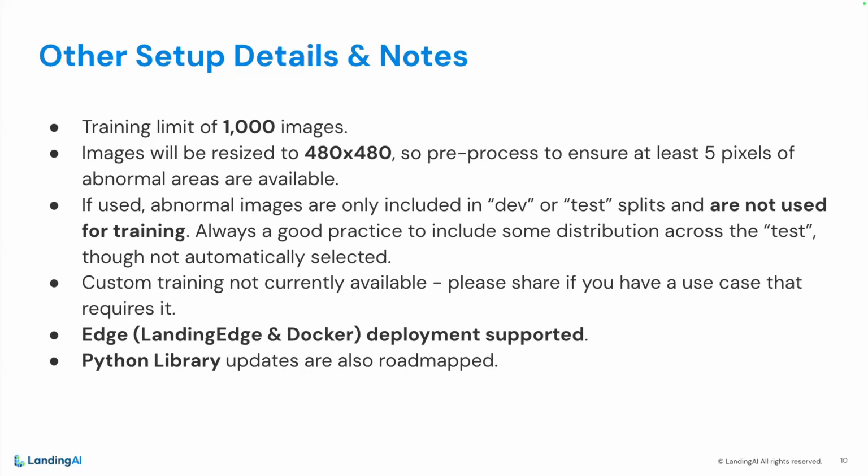We will be updating our Python library to support anomaly detection in the future, but today you can still deploy with the inference API, which I'll show you in the walkthrough. But we also support the edge, both our LandingEdge and Docker implementations. So ensure that you update to the latest version to ensure this model type is supported at the edge.